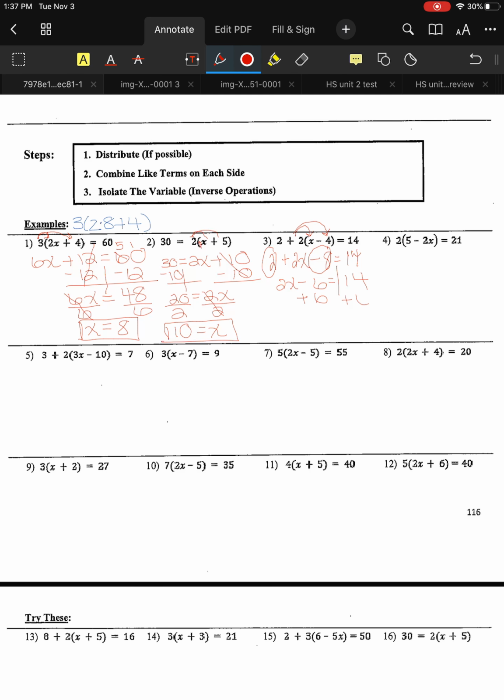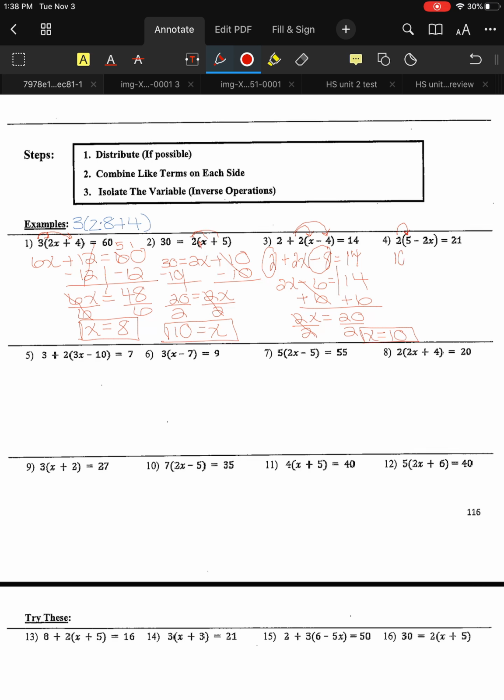The opposite of subtracting 6 is to add 6. 2x equals 20. Opposite or inverse of multiplying by 2 is to divide by 2. And I have x is equal to 10. And again, you can substitute the 10 in for x and do 2 plus 2 parentheses 10 minus 4, hit equals, and it should come out to be 14.